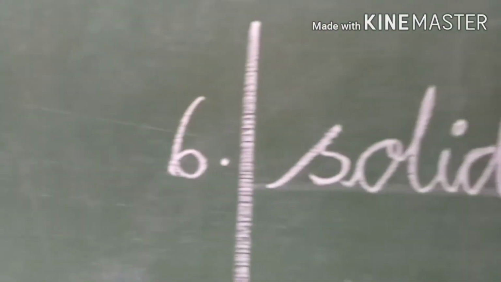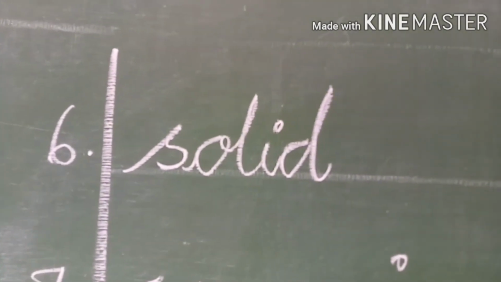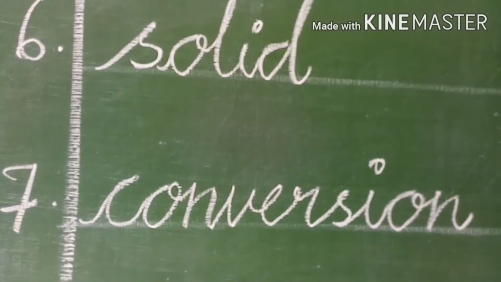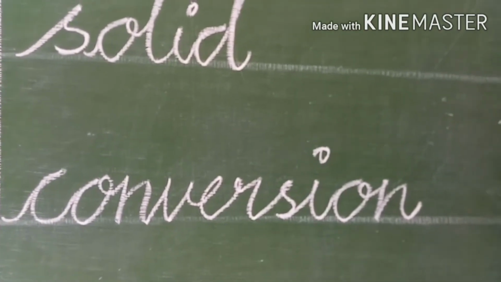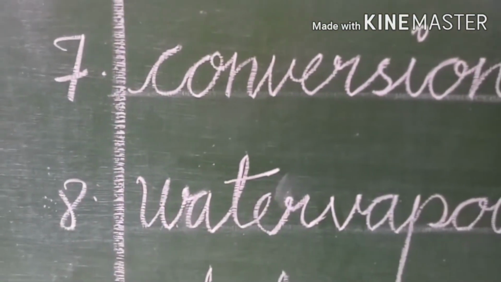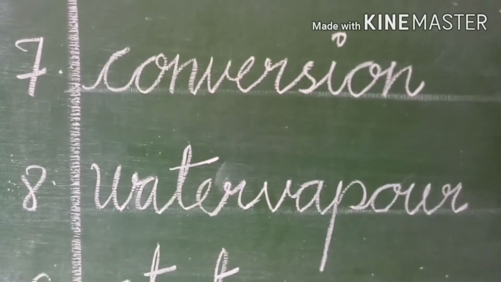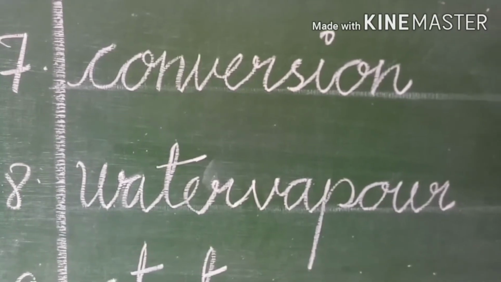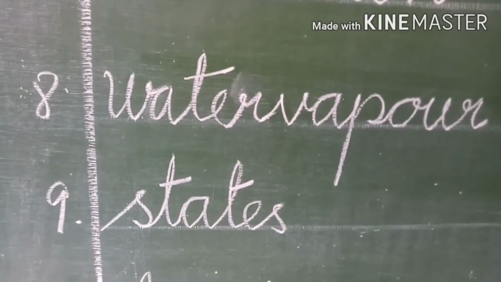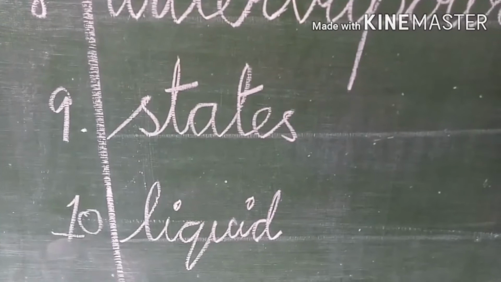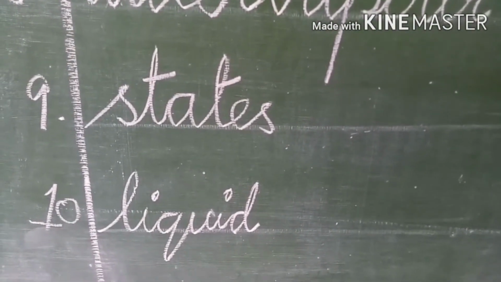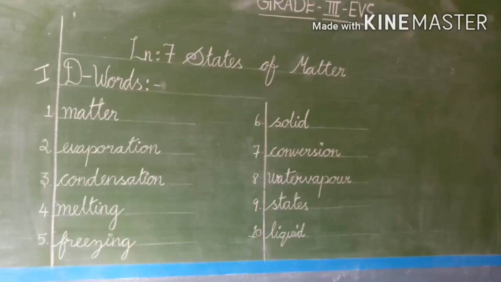And the sixth one is solid, S-O-L-I-D, solid. Seventh one is conversion, C-O-N-V-E-R-S-I-O-N, conversion. Eighth one is water vapor, W-A-T-E-R, water, V-A-P-O-U-R, vapor. Ninth one is states, S-T-A-T-E-S, states. Tenth one is liquid, L-I-Q-U-I-D, liquid. So children, copy and write the 10 D words in your class book. So shall we move to the next pattern?